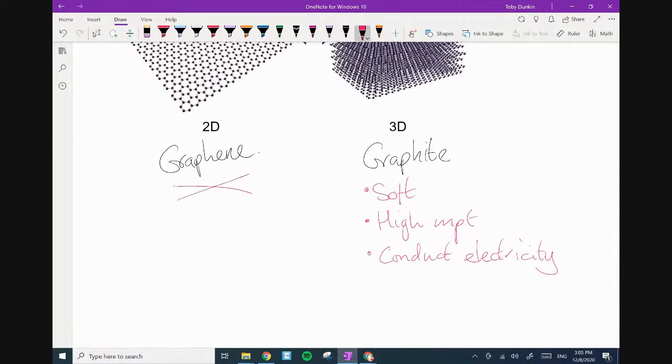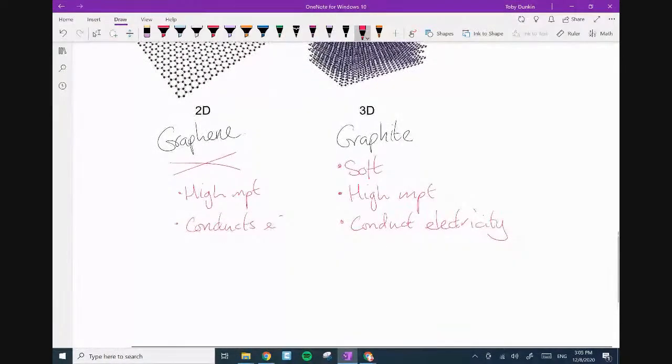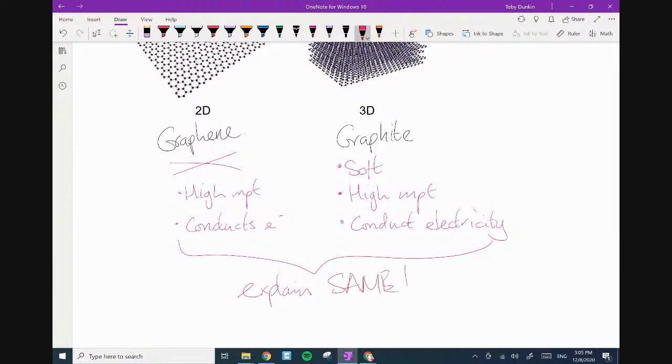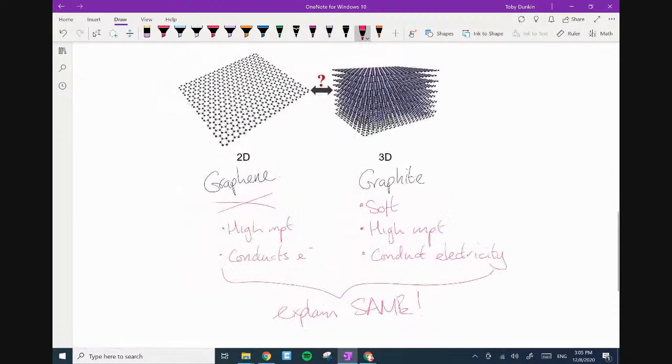Soft, well done. So soft no longer happens. We've still got crazy high melting point, and we've still got conducts electricity. And the great thing is the explanations for these are the same. But the property of soft vanishes. There are no longer any layers, which means the layers can no longer slide.